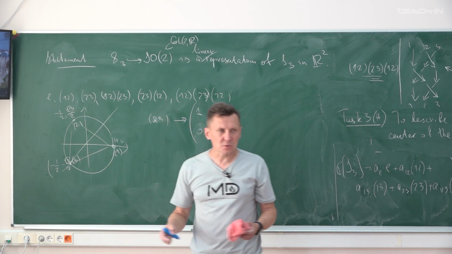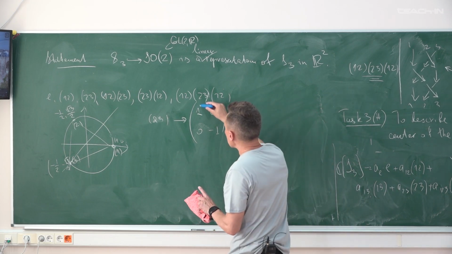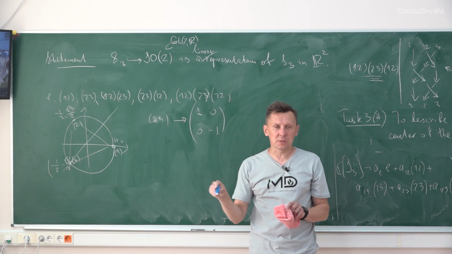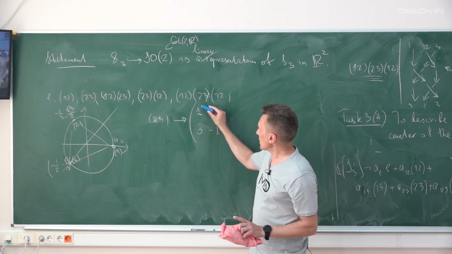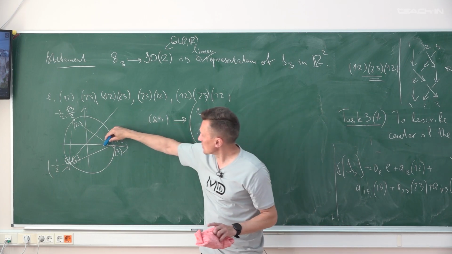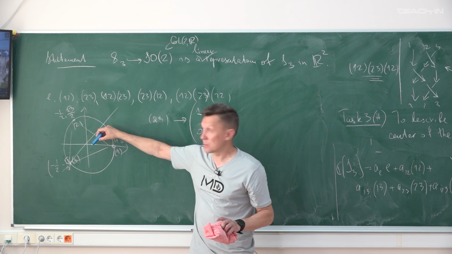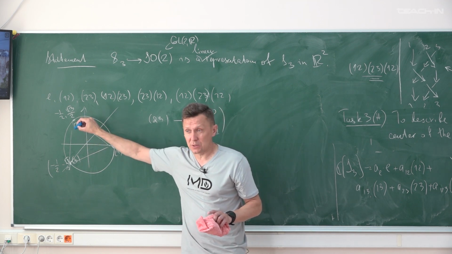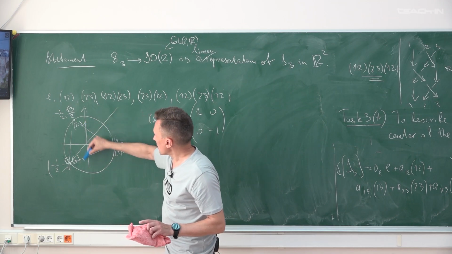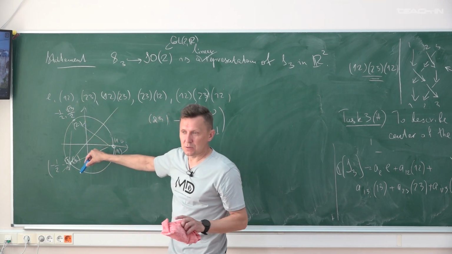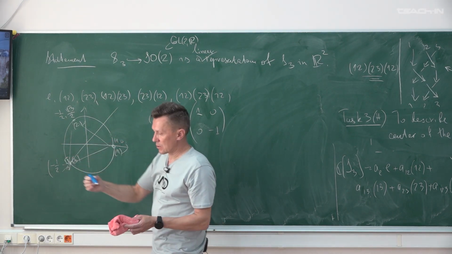I see the images of the basis vectors. Always the columns of the matrix of the linear transform are the images of the basis vectors. This is the image of the basis vector E1. This vector is stabilized by this symmetry transformation. But the vector E2 changes direction if you make this symmetry transformation. Okay?